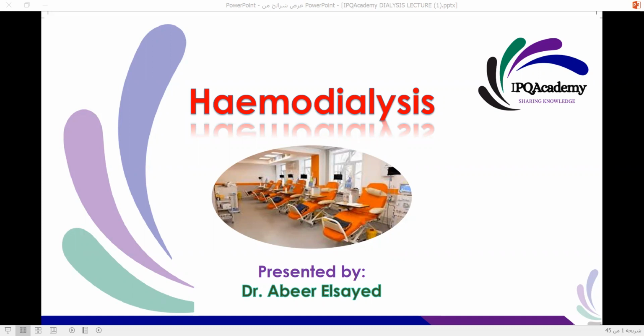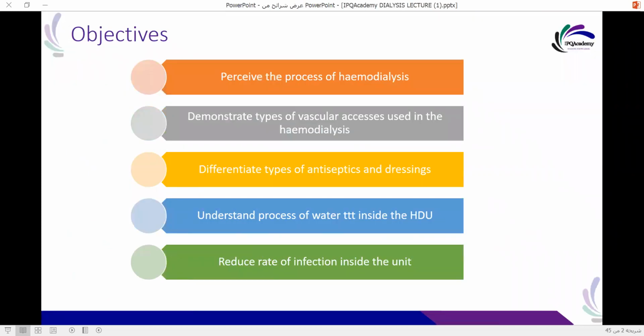Our lecture today is about hemodialysis. Our objectives from this lecture are: first, perceive the process of hemodialysis and understand it well. Second, demonstrate types of vascular access used in hemodialysis, which one carries the most risk of infection and which one carries the lowest risk of infection.